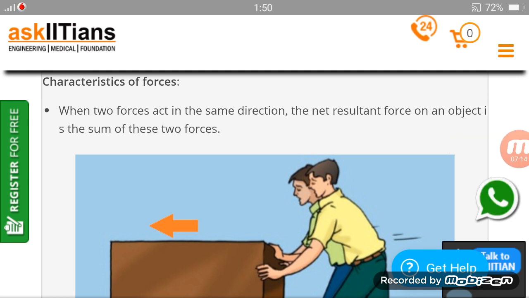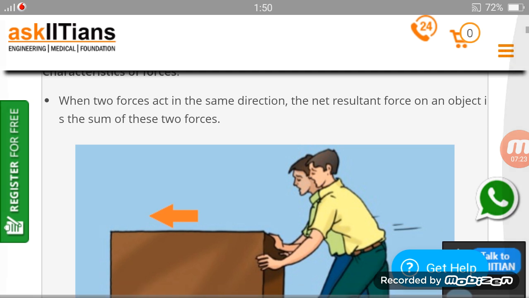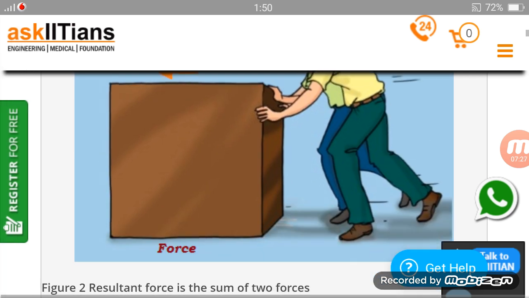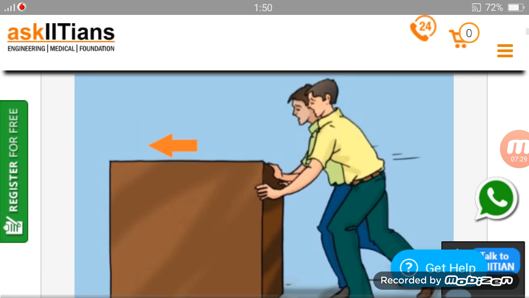Now, what are the characteristics of forces? When two forces act in the same direction, the net resultant force on an object is the sum of these two forces. So, I would like to show you this diagram.